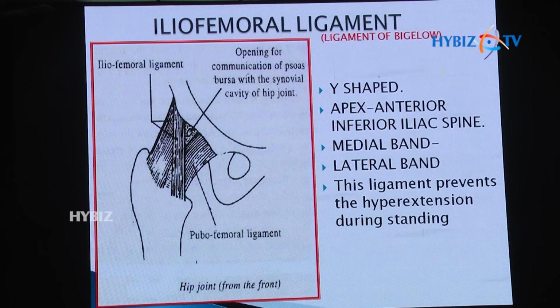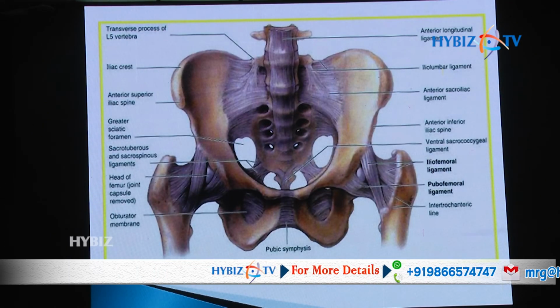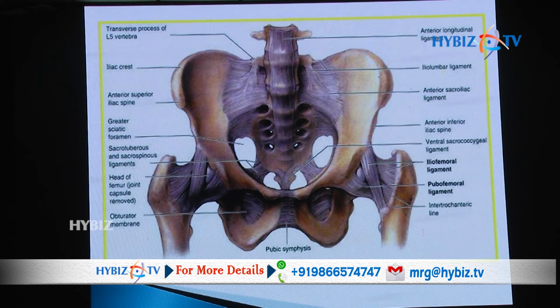Of the three ligaments outside the capsule, the iliofemoral ligament is the strongest, and its other name is the ligament of Bigelow. It is typically an inverted Y shape; the apex of the Y is attached to the anterior inferior iliac spine, and the two bands are attached to the intertrochanteric line. This ligament prevents hyperextension of the hip joint, and this picture shows its tightening in extension.